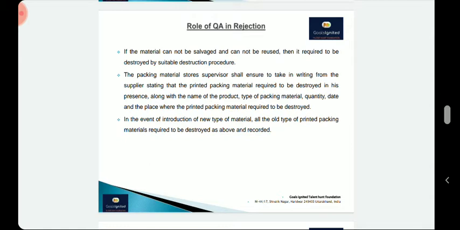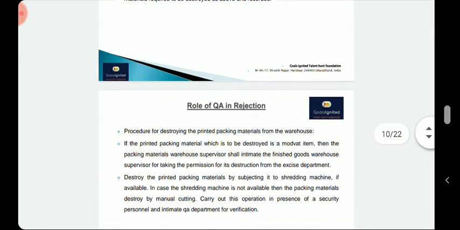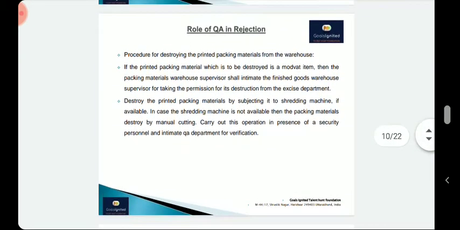It is the mandatory requirement from the line clearance point of view that the previous batch is removed from the area and the rejections are destroyed in the presence of a quality assurance person. At the time of the line clearance, the quality assurance person will ensure that there is no previous product, any rejected material or anything on the shop floor. So it is the basic requirement for the CGMP line clearance procedure. So next one is the procedure for destroying the printed packaging material from the warehouse.